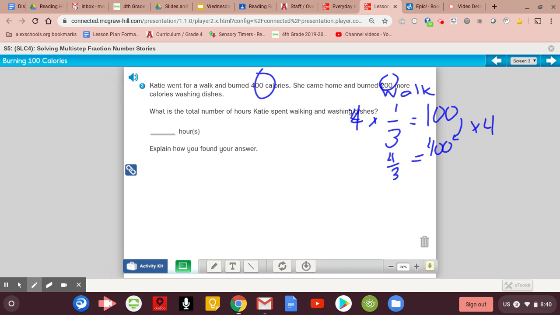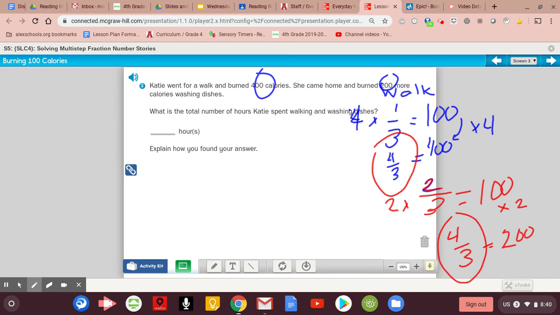So for 100 calories washing dishes, it is 2/3 per 100. Actually, I'm going to change my color here so it's easier for you to follow along. So she has 200. So I need to times by 2. Now I'm going to look at those numerators. You only multiply the numerators. 2 times 2 is 4. So 4/3 will give her 200 calories. So I now have 4/3 and 4/3. I need to add those together.